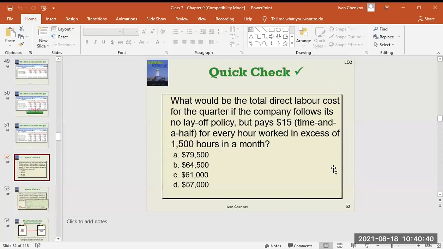So now the question is, what will be the direct labor cost for the quarter if the company follows no layoff policy but pays $15, time and a half, for every hour worked in excess of 1,500 hours? So let's go to the Excel spreadsheet and try to figure this out by ourselves.